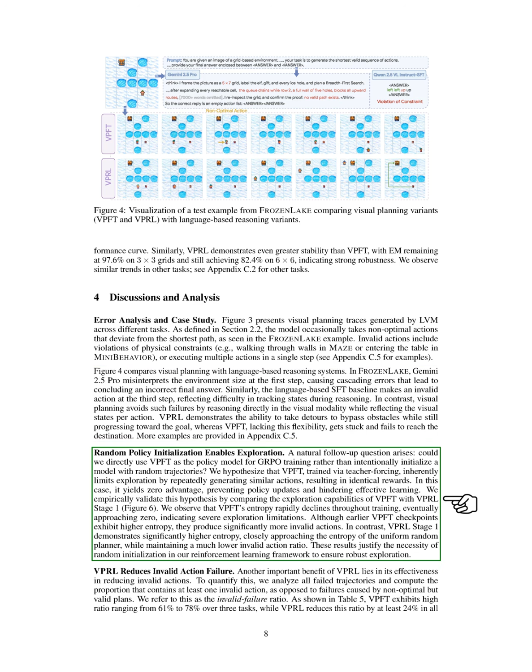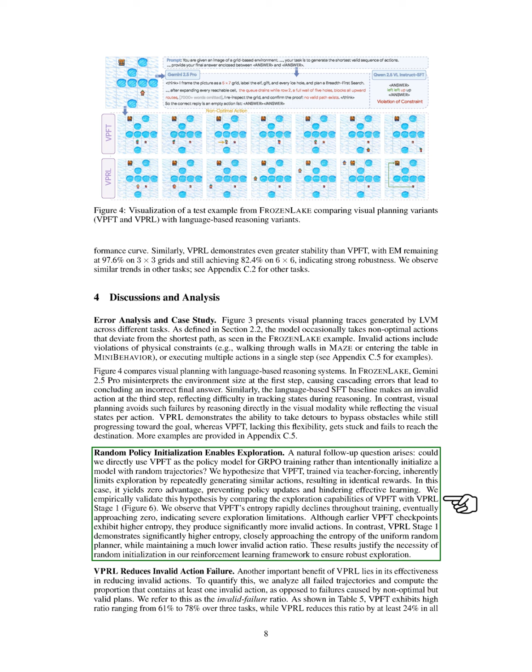Next, we explore whether we could use VPFT directly as the policy model for GRPO training instead of starting with random trajectories. We believe that VPFT, trained with teacher forcing, limits exploration by consistently producing similar actions, which leads to the same rewards. This results in no advantage, preventing policy updates and effective learning.